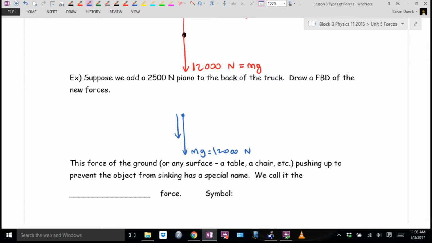Why did I draw it shorter? Yeah, in fact, really, if I wanted to go roughly to scale, I should have drawn it way shorter than that, but shorter. And this is F piano, 2,500 newtons. Is this truck sinking into the ground like quicksand? Is this truck flying into the air like Superman? So, what else? Why would an arrow the same length as mg be incorrect? Yeah. The ground now is pushing back harder than gravity. It's canceling out the piano and the truck.